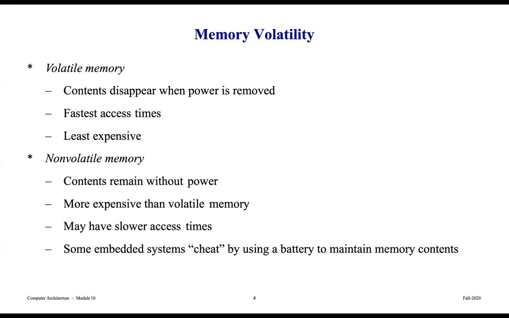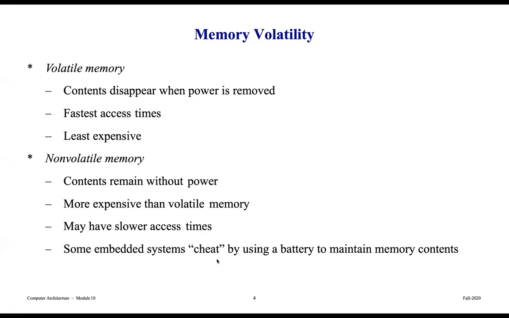So first of all, for memory volatility, for volatile memory, the contents that are in the memory disappear when the power is removed. Another factor that comes along with this, it has really fast access time, and it's the least expensive. So those are definitely some positive options, at least the last 2. In terms of non-volatile memory, the characteristic that it has, the contents remain without power. It's more expensive, that's a downside, and it may have slower access time.